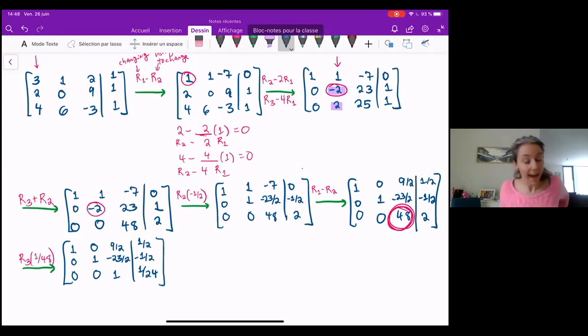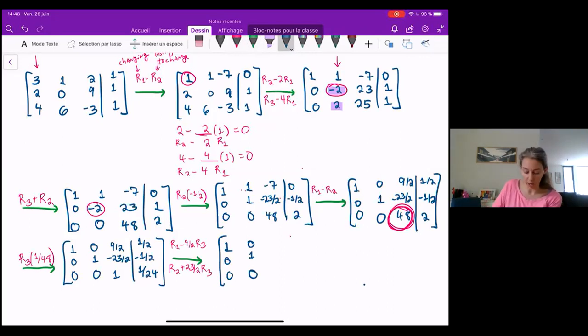Okay, now my last step is to make everything else in that column 0. Now that my pivot is a 1, that's pretty straightforward. So I can do row 1 minus 9 over 2 row 3, and row 2 plus 23 over 2 row 3. And I only have 2 calculations that I actually have to make because columns 1 and 2 aren't changing. There's a 0 in the pivot row, so there's no change there. I've specifically made zeros here. That 1 over 24 is not changing.